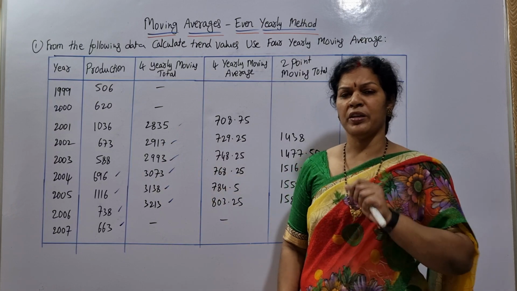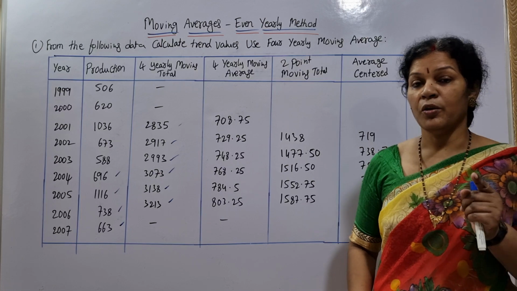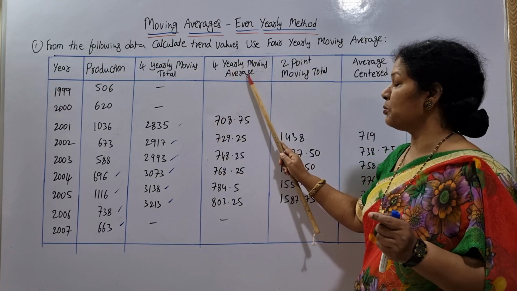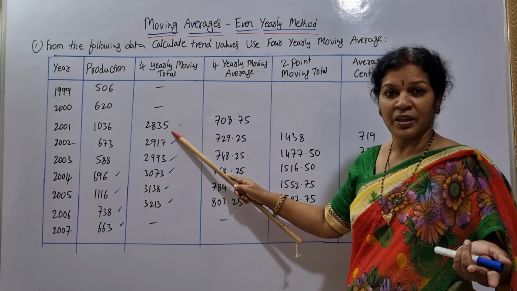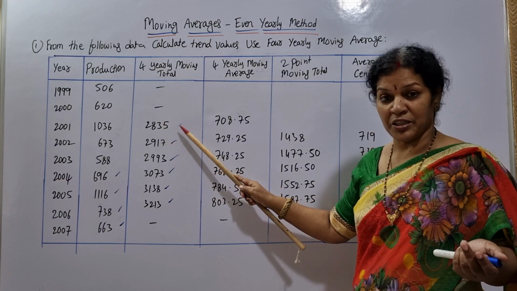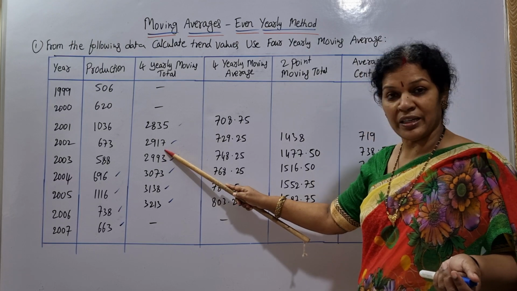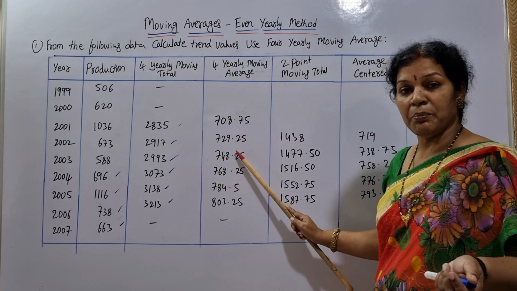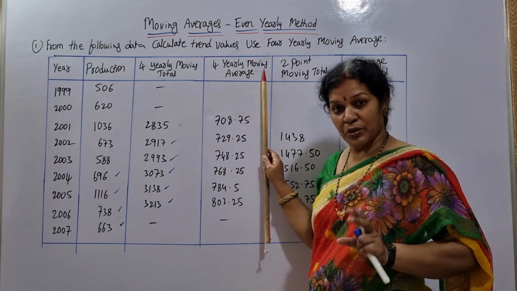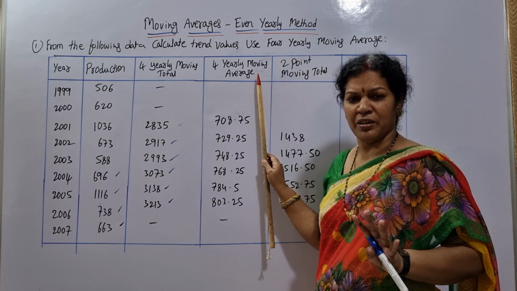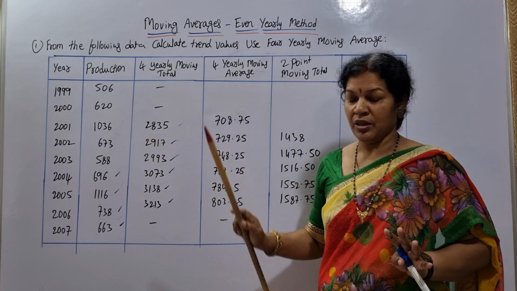Once we have calculated the 4 years moving total, then next we have to calculate the 4 years moving average. How do we calculate? 2835 divided by 4, you got 708.75. In the same way 2917 divided by 4, 729.25, like that you got the 4-year moving average. Now remember, up to here you have an idea, same like the previous problem. Only the thing is you are posting on the third number, rather than between these two.